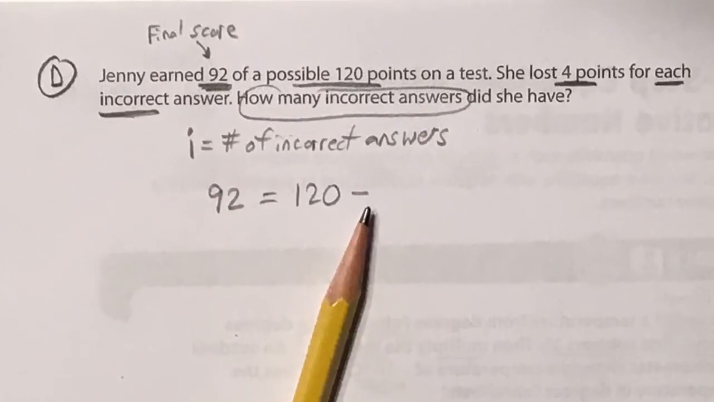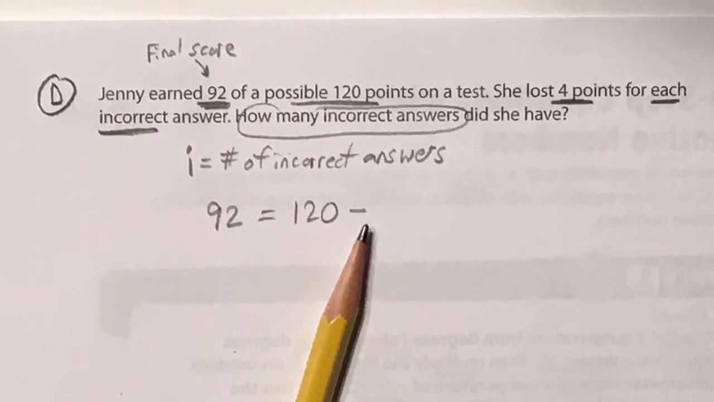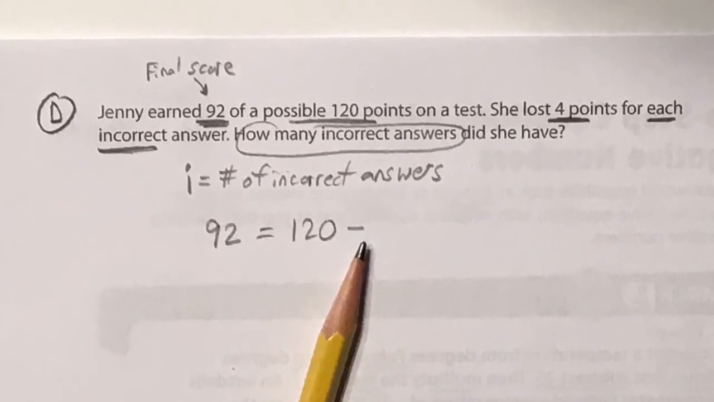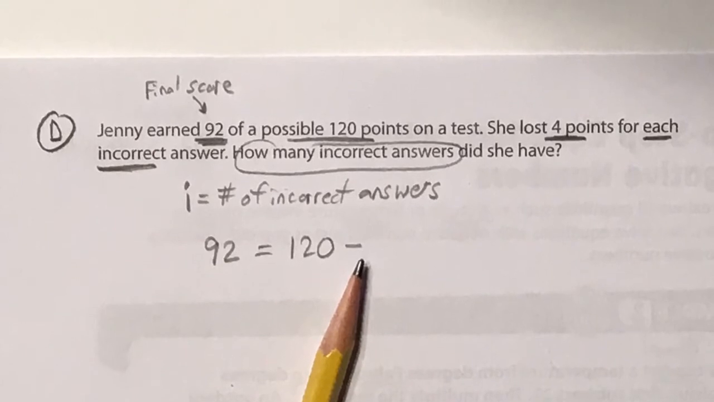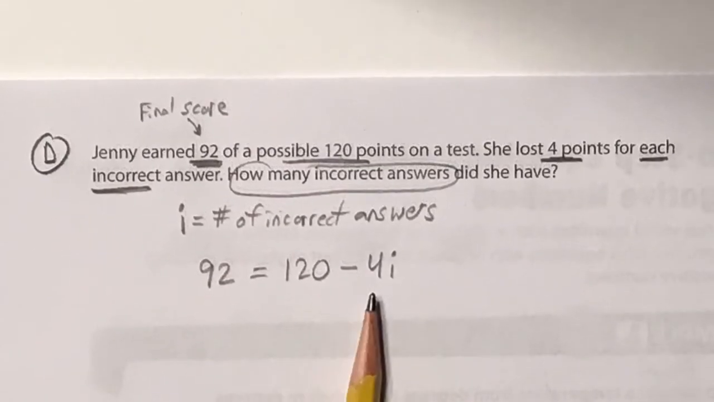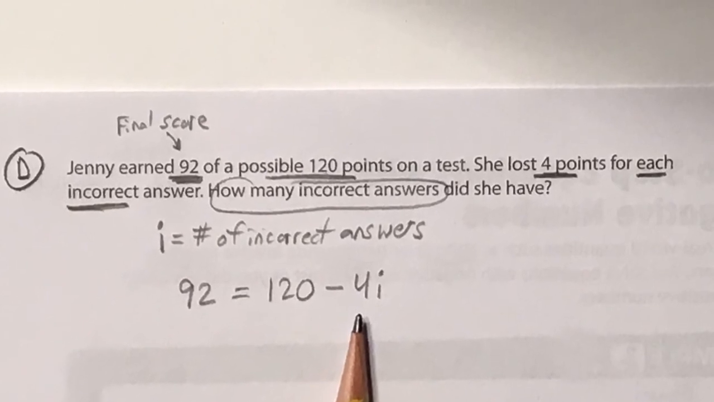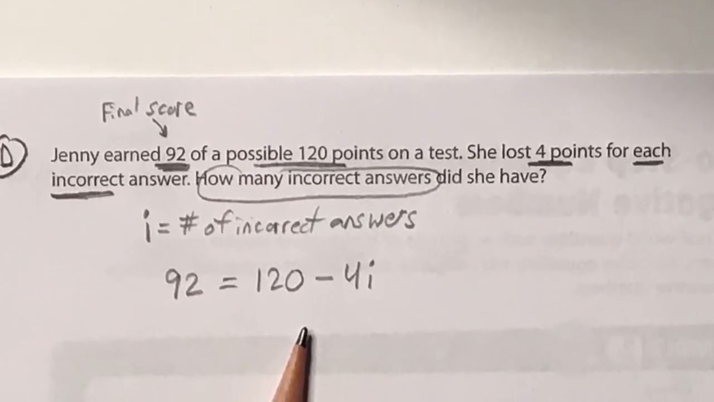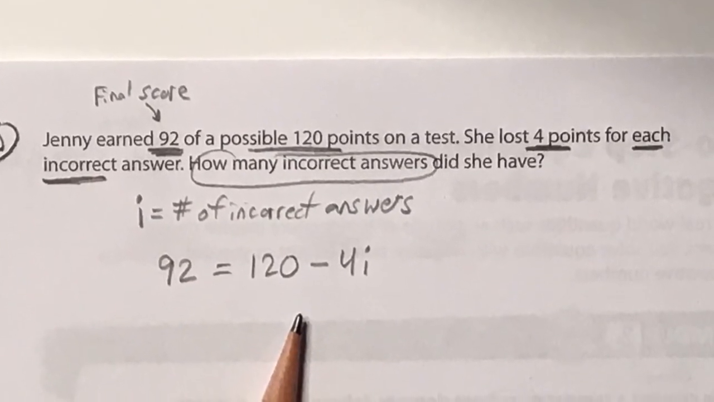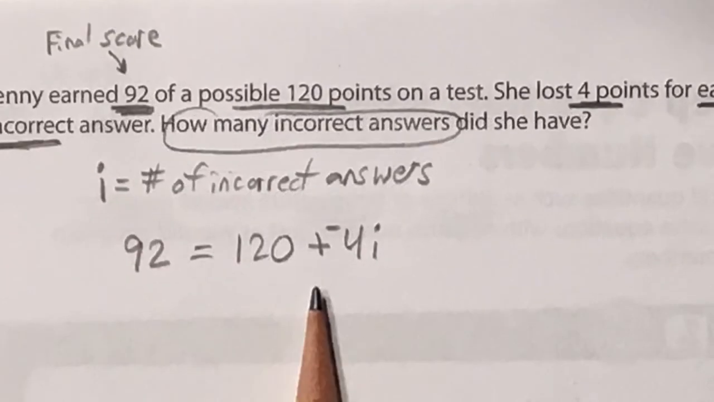Since 92 was her final score, let's set that up equal to how she got there. So there's 120 points she could have had, and you would subtract 4 points for every one she missed, so you subtract 4i from the 120. Subtracting 4i can be rewritten as adding the opposite of 4i.